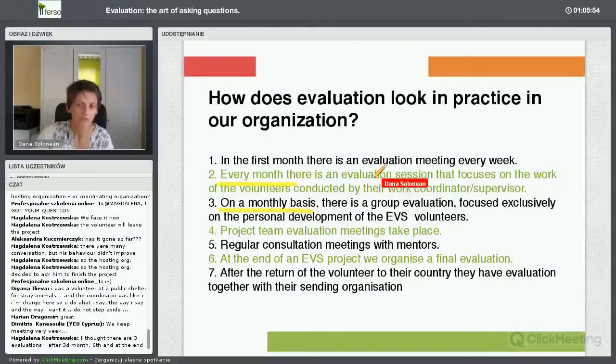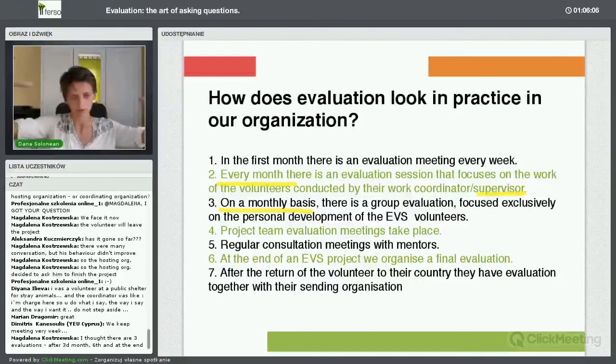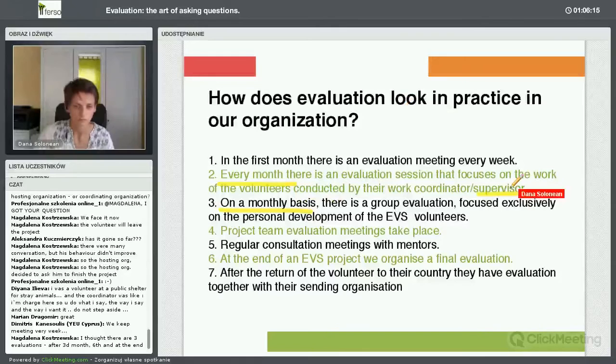How we do the work evaluation with the supervisor is up to each supervisor's decision, because we have a system with one big coordinator who is in charge of the whole project, financially and meritorically also. But then we have persons in charge of working with the volunteers on a one-to-one basis, on a daily basis, yes? So this point is for the supervisors, and then we have the development.